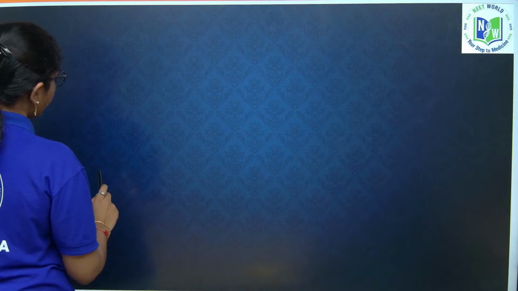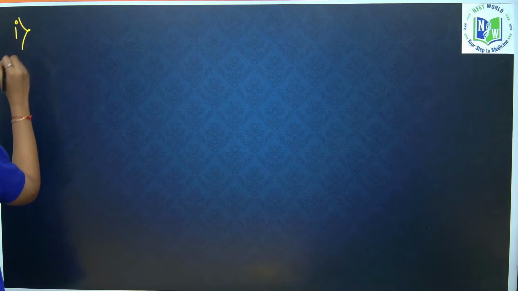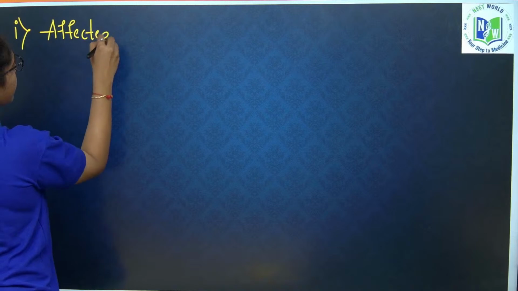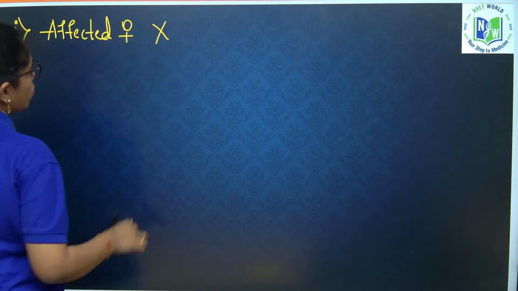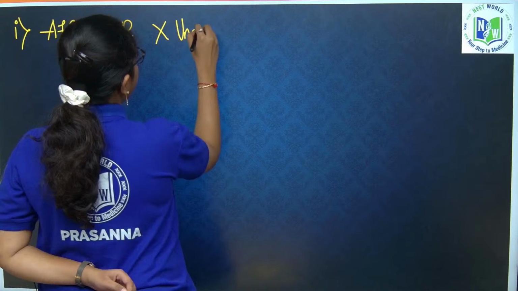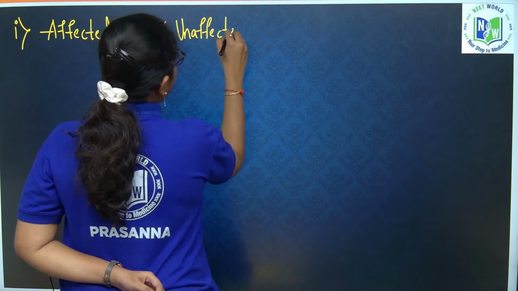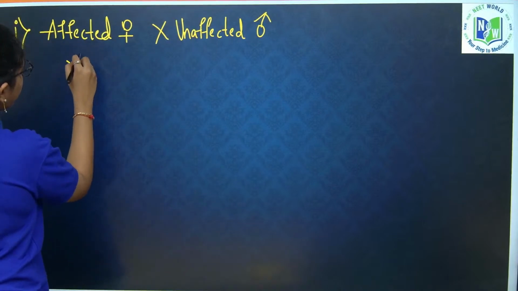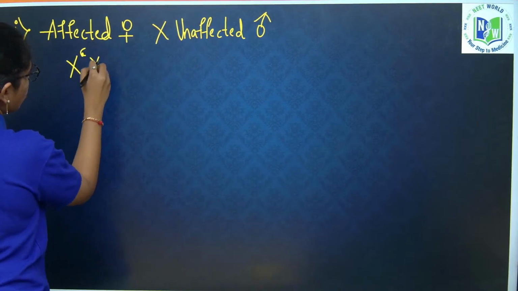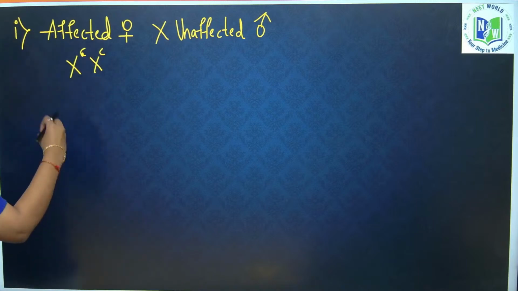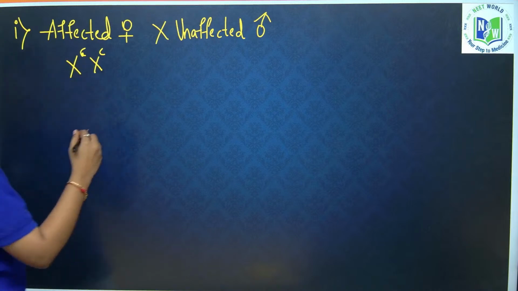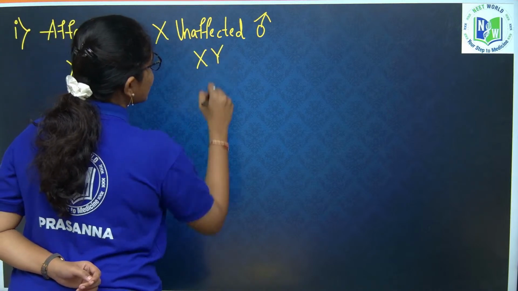Let us look into all the combinations of crosses that we can do. First is affected mother crossed with unaffected father. In this case, affected mother means both the X chromosomes carry the disease. They are colorblind, homozygous for the disease. Unaffected male is just XY.